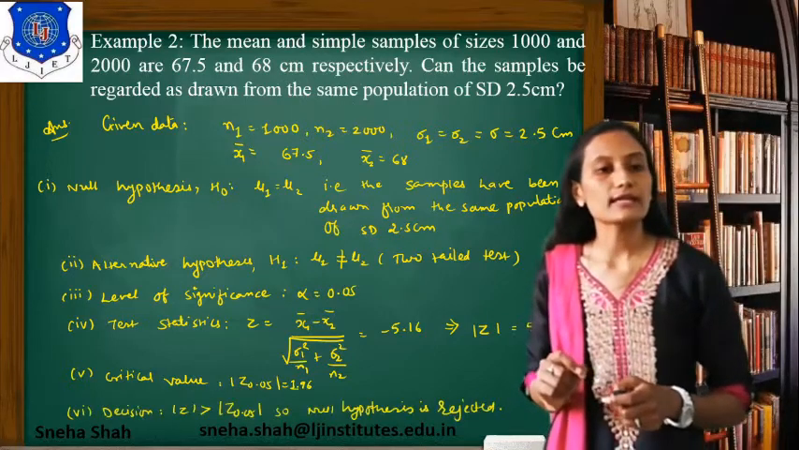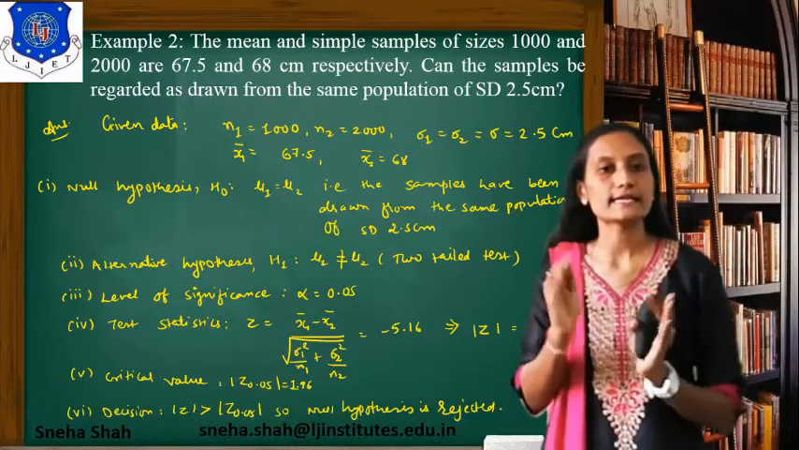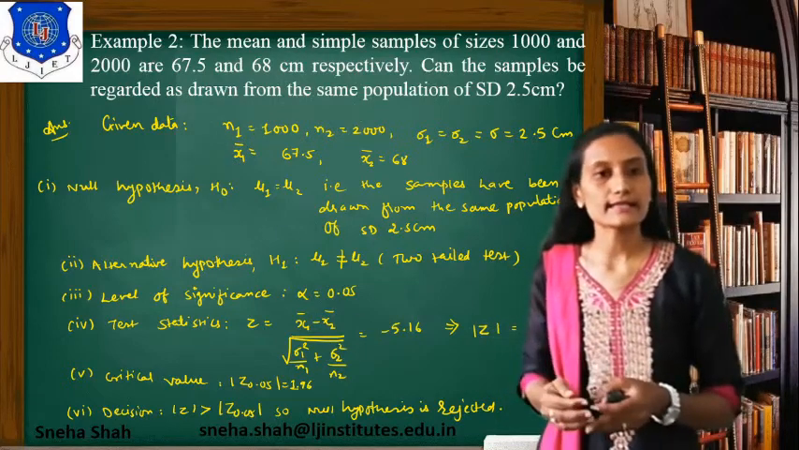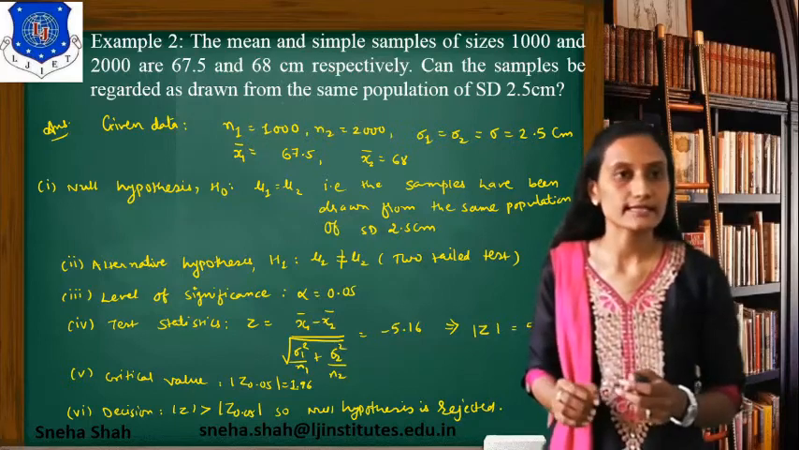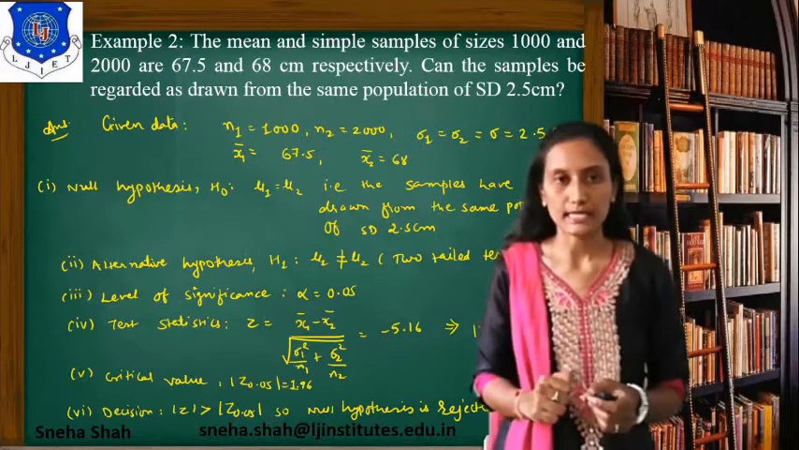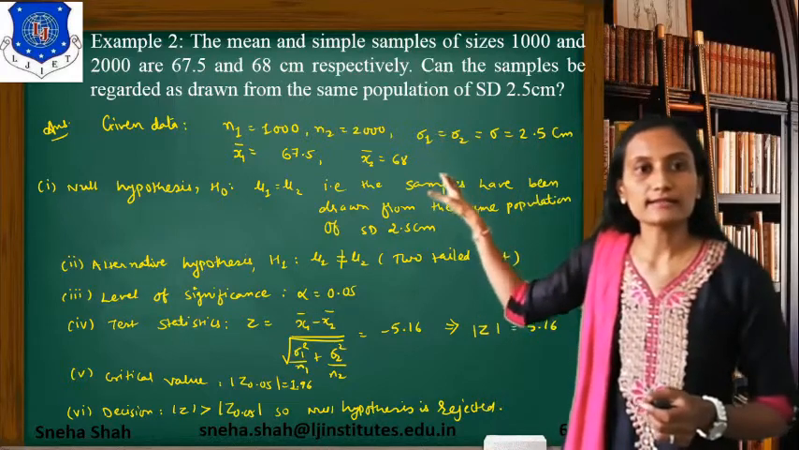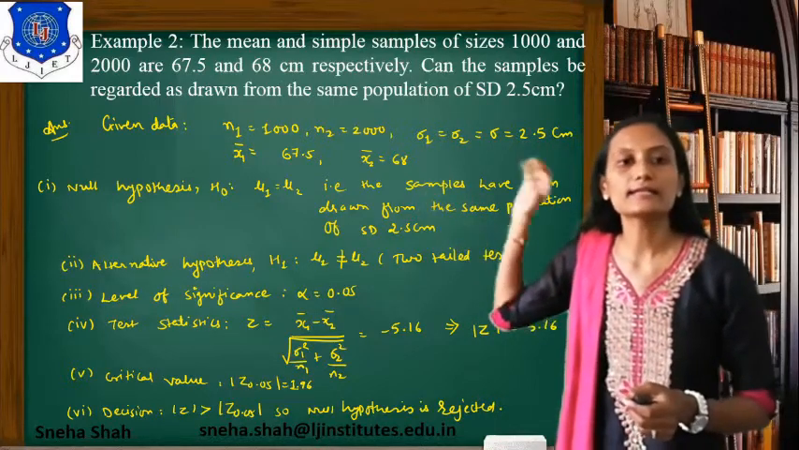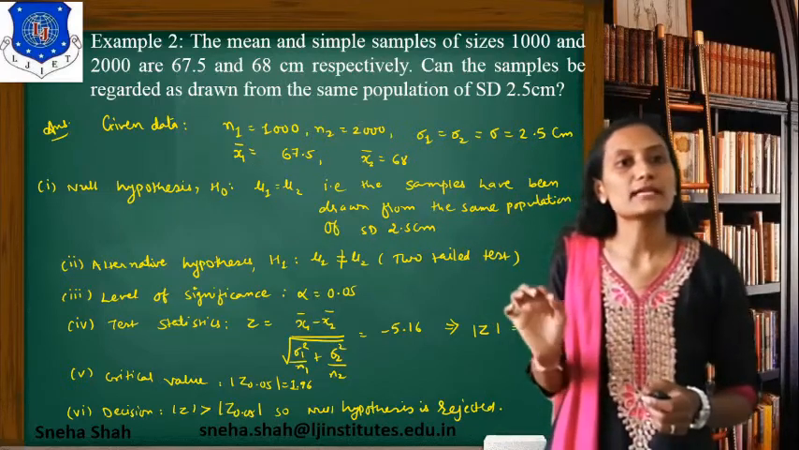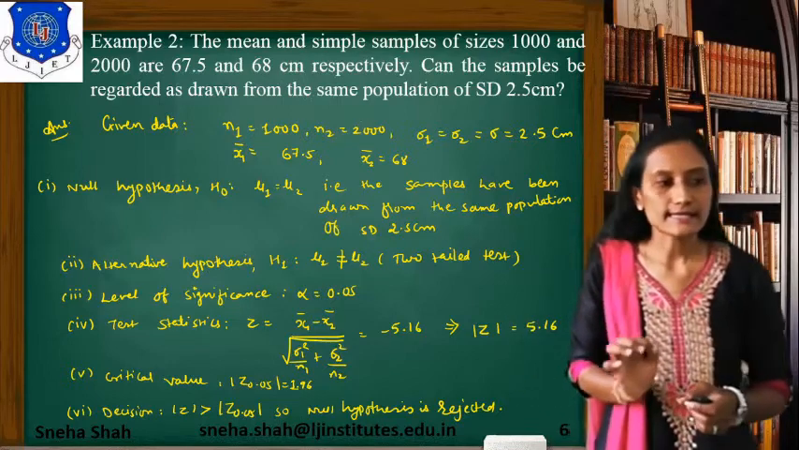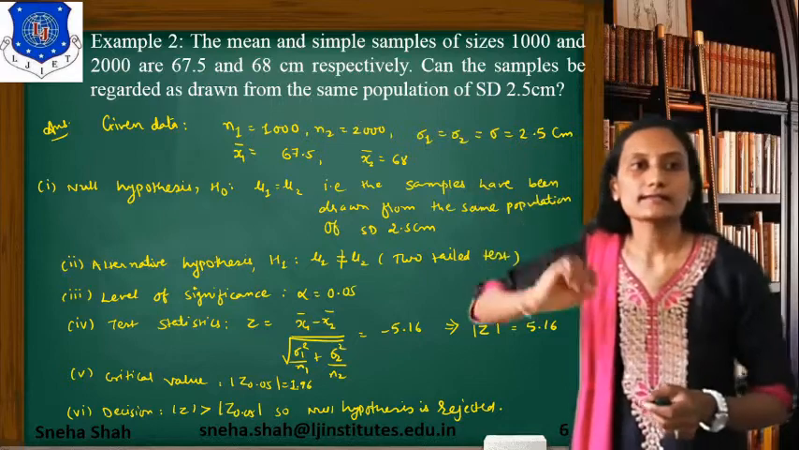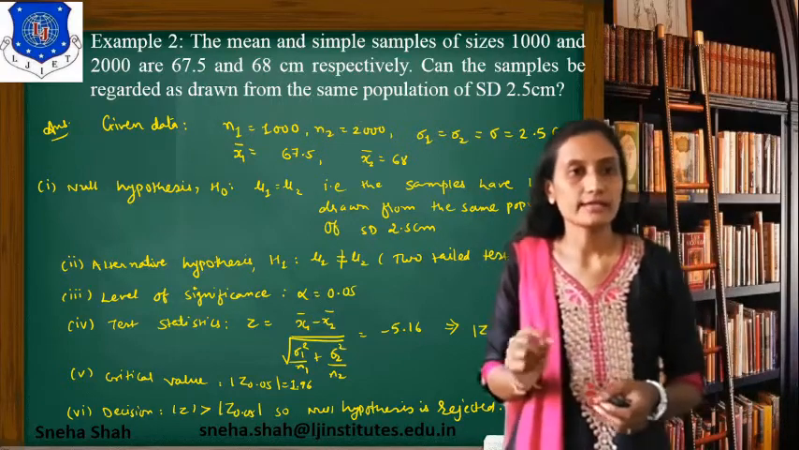So from that we can say that the value of mod z is greater than the critical value. As there is a greater than sign, we can say that the null hypothesis is rejected. So it means there are two different sample means. Our assumption that the two sample means are the same is rejected. So we can say that from the same population standard deviation, we are getting two different sample means.